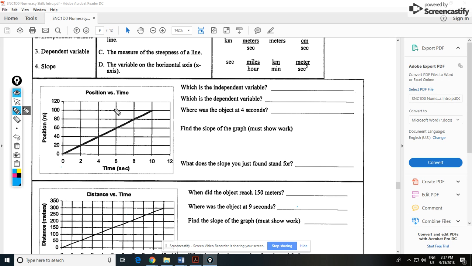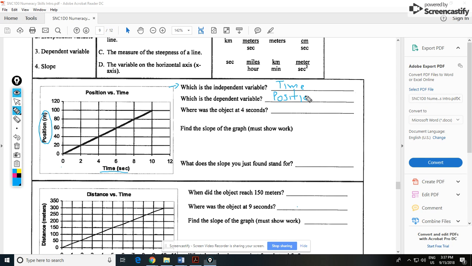I'll do one example with you just to make sure you have a general idea of what to do. So the first question is what is the independent variable, and our independent variable in this case is time because it's the one on the x-axis. So time is our independent variable. And on the y-axis, we'd have our dependent variable, so the position. So basically keeping track of someone's position over time. They're moving, and we're seeing what distance they're moving over time.